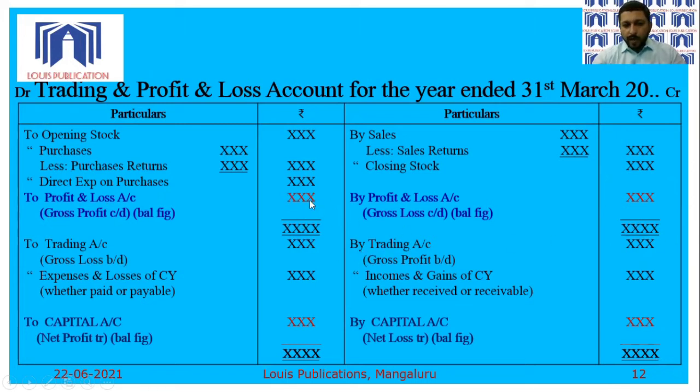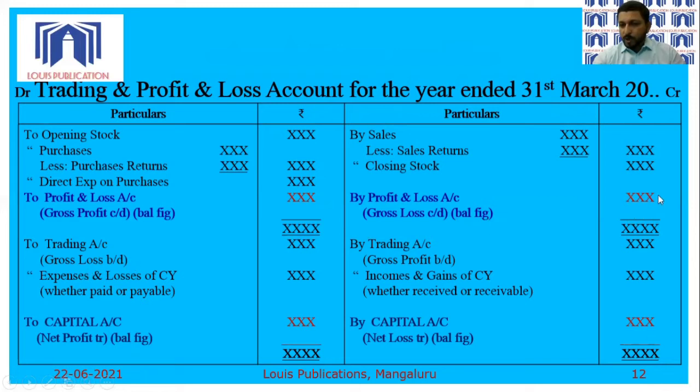So what was shown right here will be shown on the credit side of profit and loss account. Suppose if trading account was showing a debit balance, debit side total is greater than the credit side, you get the balance here. And you record over here by profit and loss account. So the entry is trading account is credited, profit and loss account will be debited. See, this is gross loss carried down, balancing figure. This is gross loss brought down.